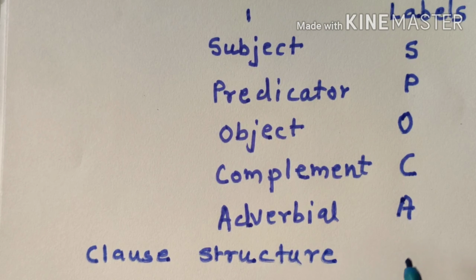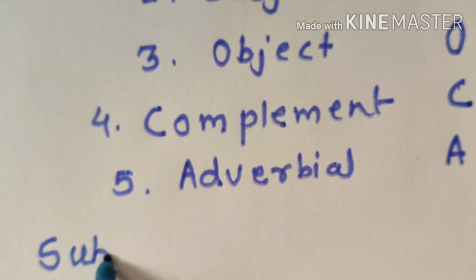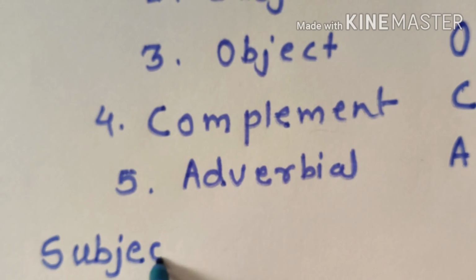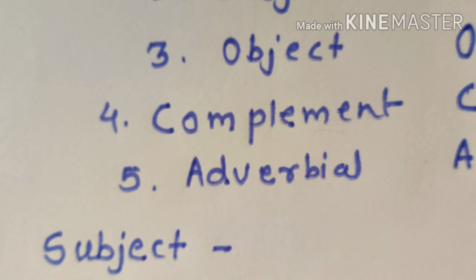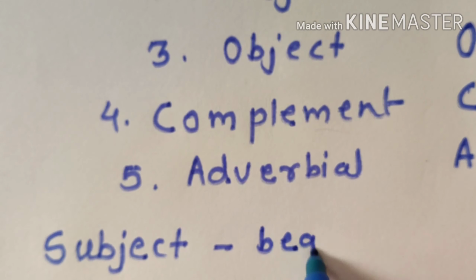So, when we are going to study structure and function, we must know first of all what the structure of the clause is and what the elements are that are important to construct or make a clause. Subject comes in the beginning of the sentence. Where is the position of the subject? In the beginning of the sentence or the beginning of the clause.